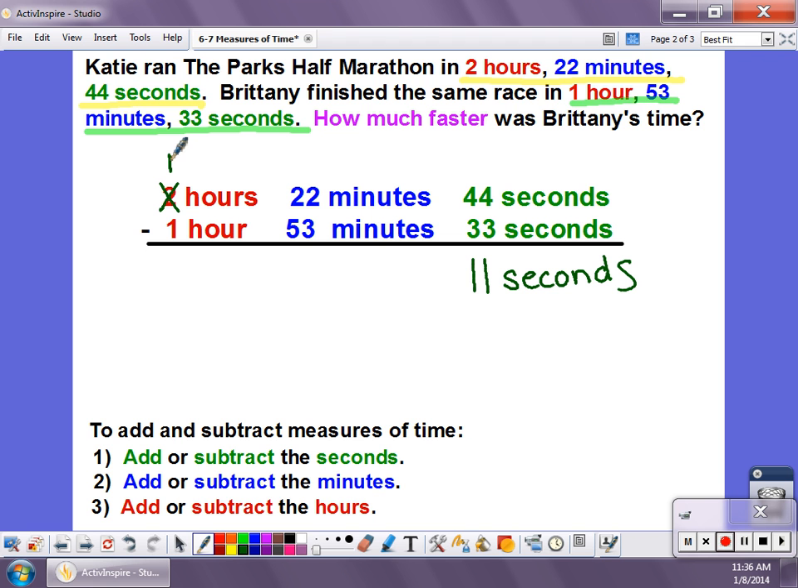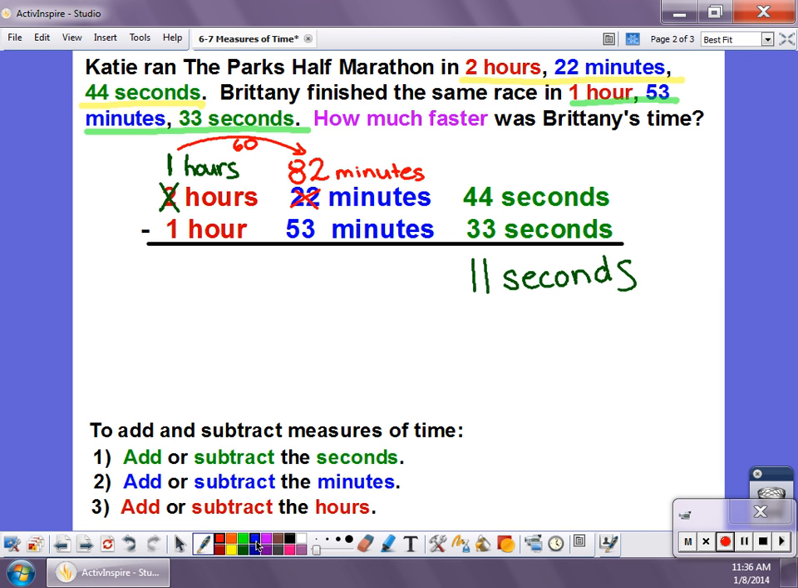So I'm going to take away one of these hours here, and I'm going to convert it into minutes so I can bring it over here. Now when this hour changes to minutes, what I need to think about is there are 60 minutes in an hour. So even though I'm moving 1 hour over, what I'm actually moving over is 60 minutes. So I actually have 60 minutes plus the 22 minutes, which is going to give me a total of 82 minutes here. And now I can do my subtraction.